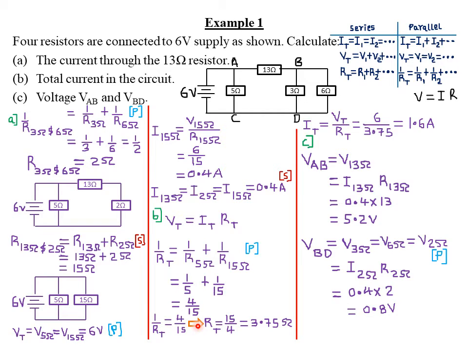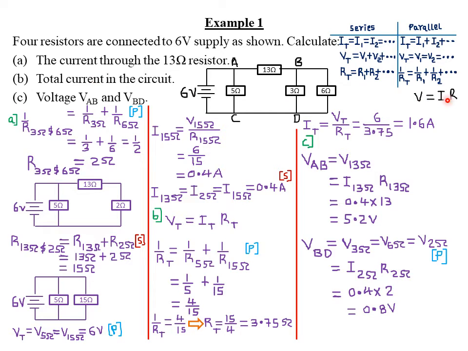If I take reciprocals on both sides, I'll have R total being equal to the reciprocal of 4 over 15, which is just 15 over 4. On simplification, we'll simply get 3.75 ohms. So that is the total resistance, or the effective resistance, through the whole circuit. Now, because we have the total voltage and we now have the total resistance, we can easily find the total current through the circuit, which was what we were asked here.